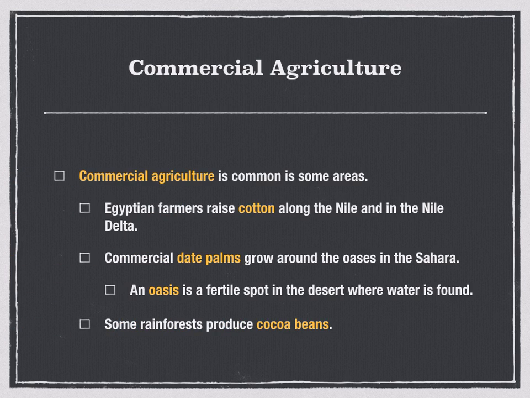Commercial agriculture. Commercial agriculture is common in some areas. For instance, Egyptian farmers raise cotton along the Nile River and in the Nile Delta. Commercial date palms grow around oases in the Sahara. An oasis is a fertile spot in the desert where some water is found. And then there are rainforests where cocoa beans are produced.